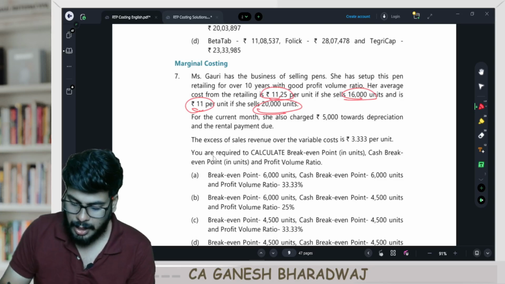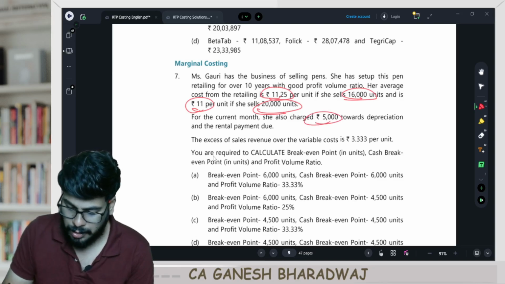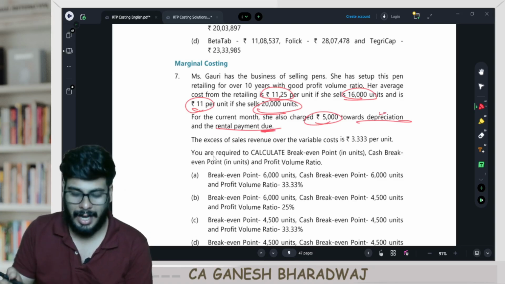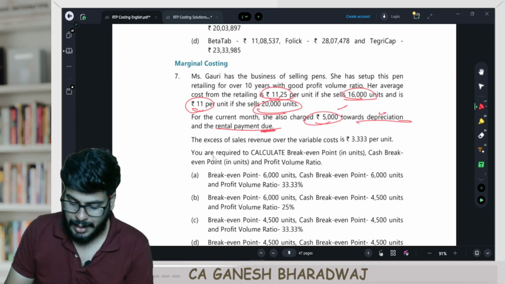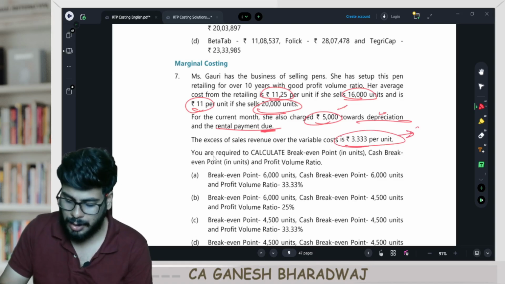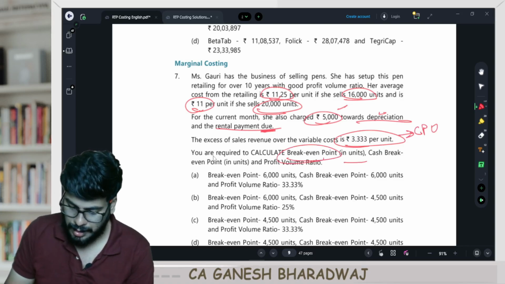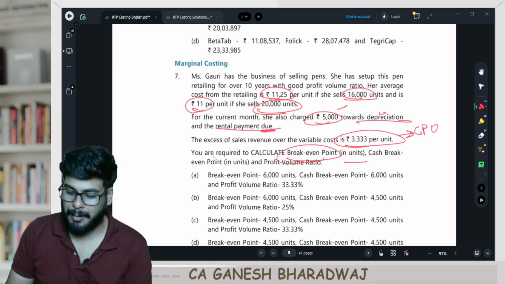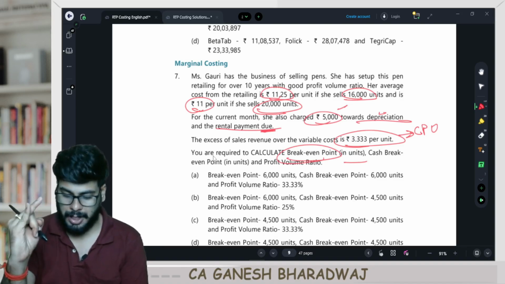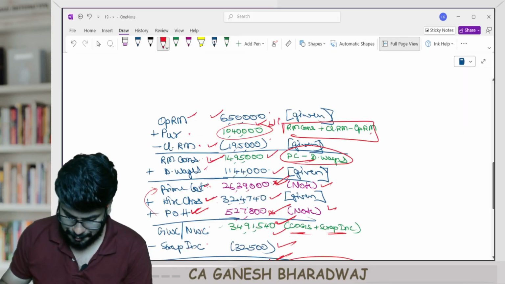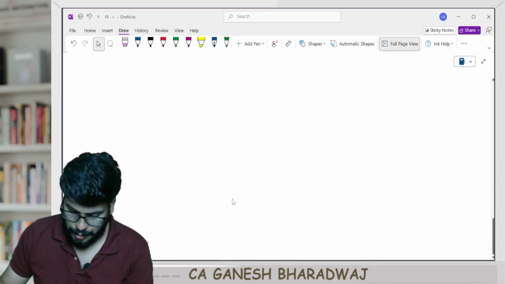For the current month, she has also charged rupees 5,000 towards depreciation and rental payment due, which means it is a non-cash item. The excess of sales revenue over variable cost is rupees 3.33 per unit. Basically, this is the contribution per unit. You are required to calculate the break-even point in units, the cash break-even point and the PV ratio. So BEP, cash BEP and PV ratio is all you need to find out. Now, very simple. So let's quickly do this.